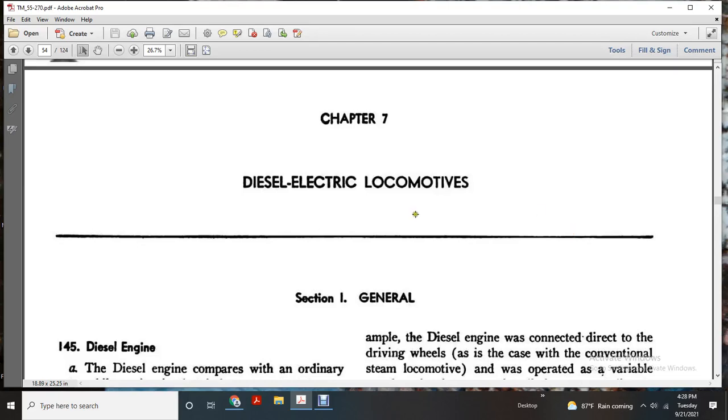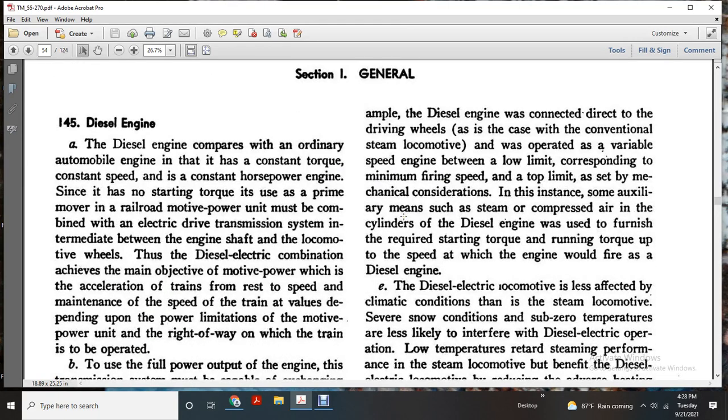Alright, Chapter 7, Diesel Electric Locomotives, General: the diesel engine. The diesel engine compared with the ordinary automobile engine has constant torque, constant speed, and constant horsepower. The power of the unit must be combined with an electrical drive transmission system, intermediate between the engine shaft and the locomotive wheel, the diesel electric combination.